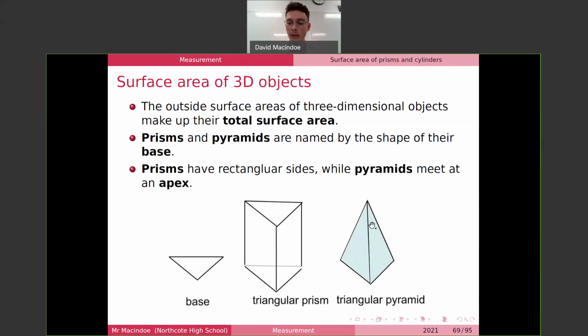Each of these sides are rectangular, the base and the top are triangles, so it's a triangular based prism. For a pyramid, they all meet at a single point called an apex. So here's our triangular pyramid. The bottom is going to be a triangle, but everything else, actually, we're getting more triangles when we make this pyramid, aren't we?